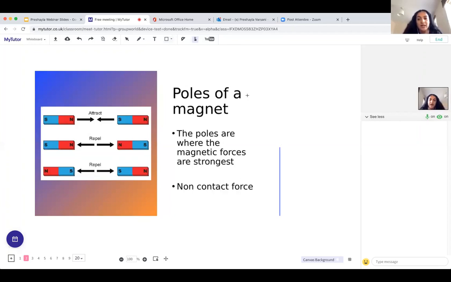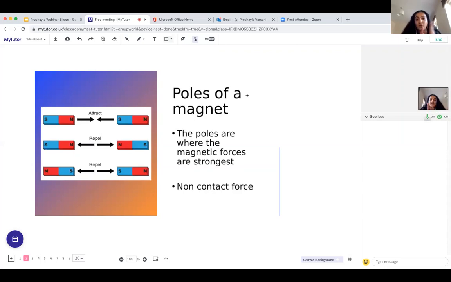Now, the magnetic force is an example of a non-contact force. We know that, for example, a magnet and a paperclip are attracted to each other. They don't have to be touching for that magnetic force to be felt. The magnetic force can be felt by both things at a distance. So they don't need to be touching for the force to be felt.